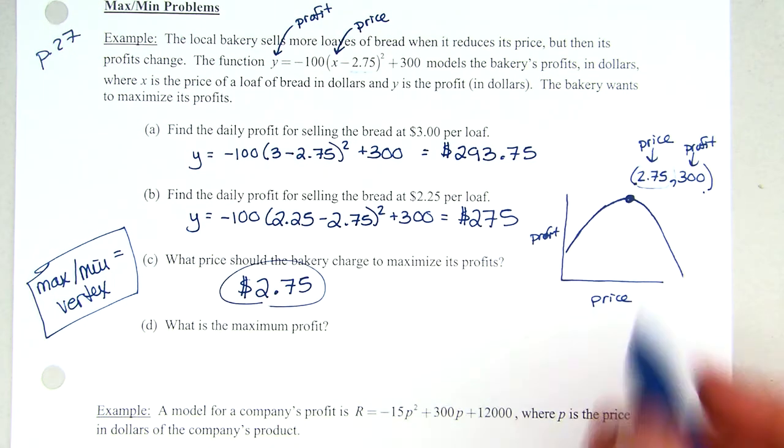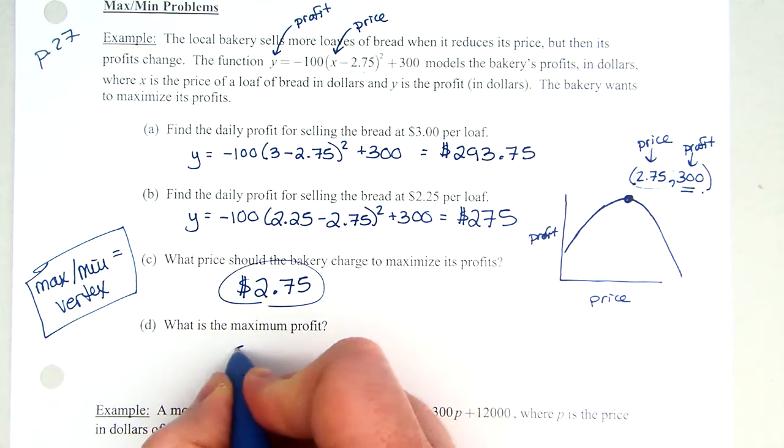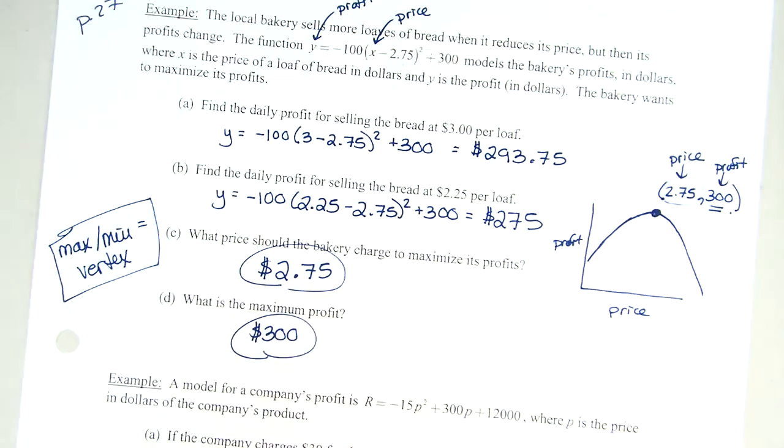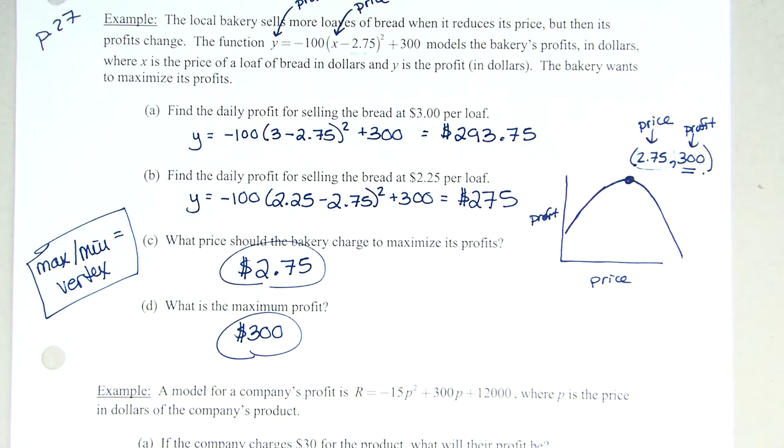What's their profit going to be? It's going to be the y-coordinate, the profit coordinate, $300. That is the most money they could make by adjusting how much they charge for a loaf of bread. The best price they should charge is $2.75, and their maximum profit is $300.